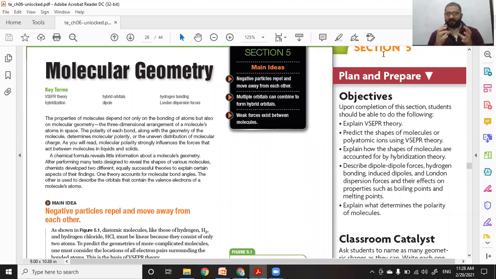Dear students, a chemical formula reveals little information about the molecule's geometry. After performing many tests designed to reveal the shapes of the various molecules, chemists developed two different, equally successful theories to explain certain aspects of their findings. One theory accounts for the molecular bond angles. The other is used to describe the orbitals that contain the valence electrons of the molecule's atoms.